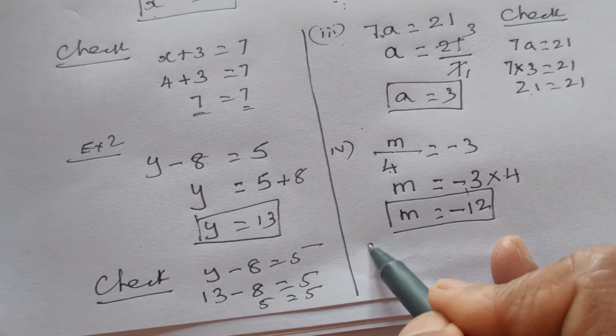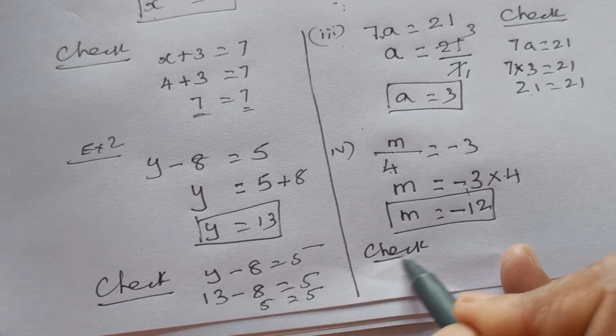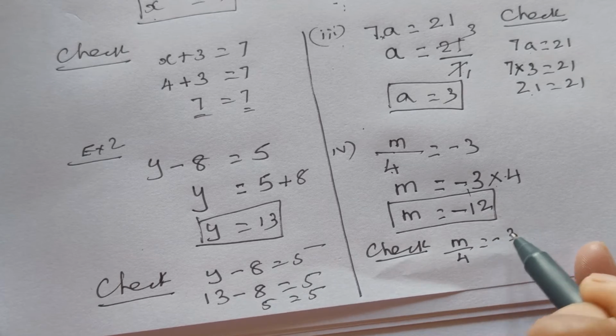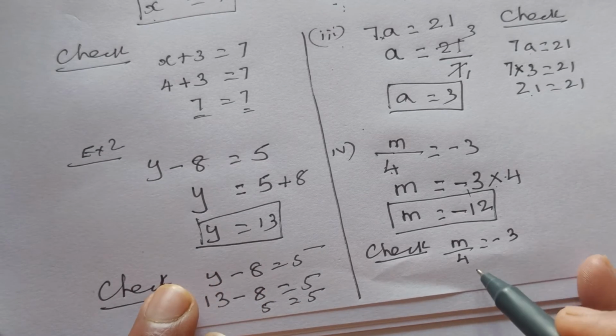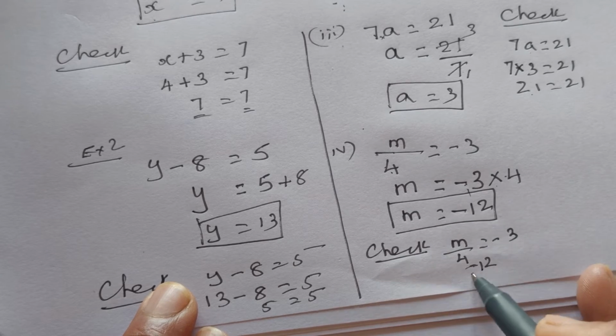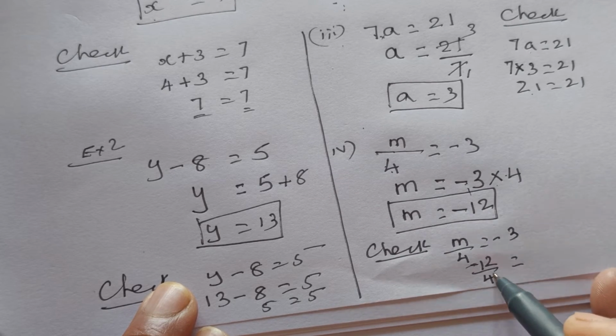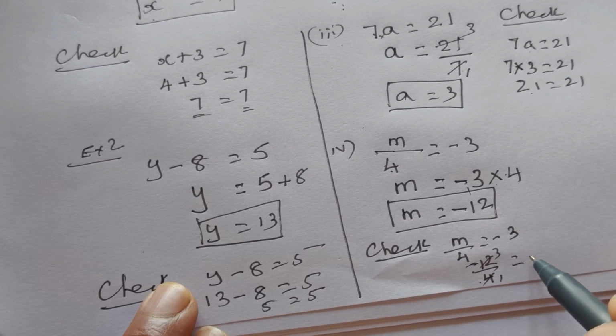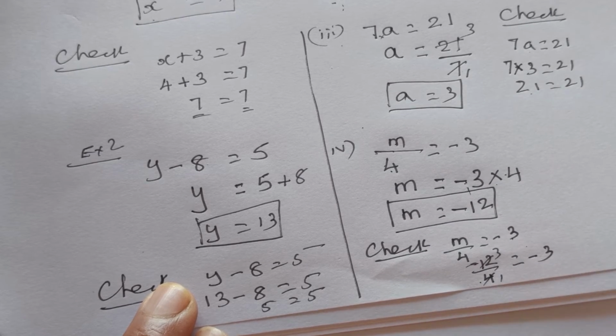Shall we check the answer now? Checking. What is the given expression? m by 4 is equal to minus 3. What is the value of m? m is minus 12. Minus 12 by 4 is equal to, what do you get? 4 ones are 4, 4 threes are 12. Minus divided by plus is minus 3. Are we getting the same answer, minus 3, on the right hand side? So the solution is correct.